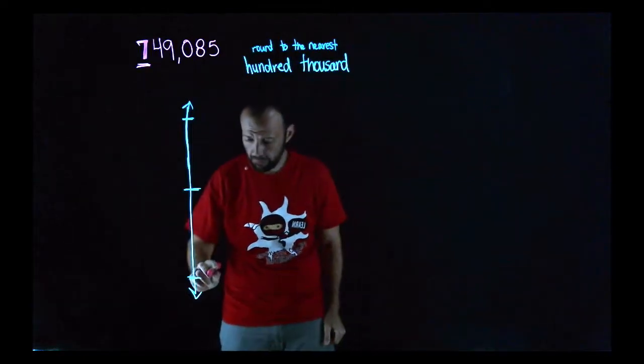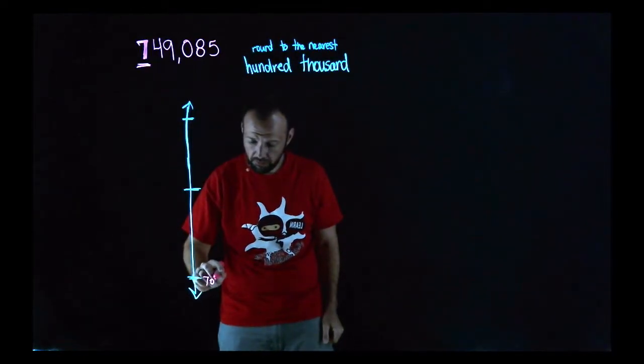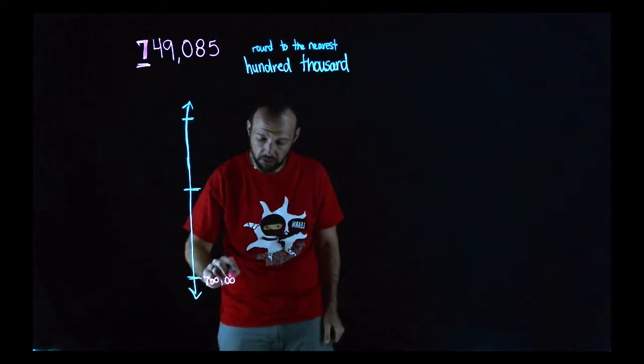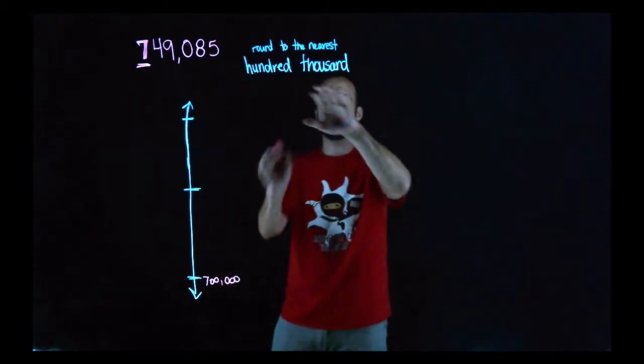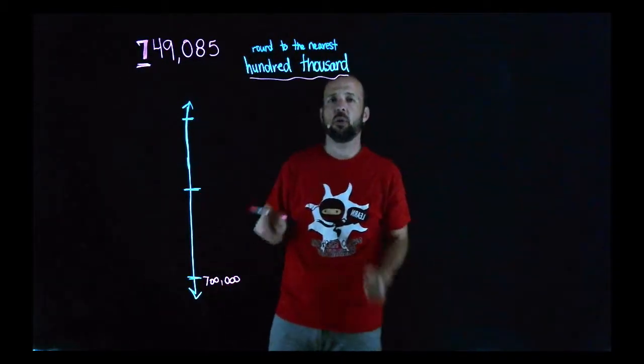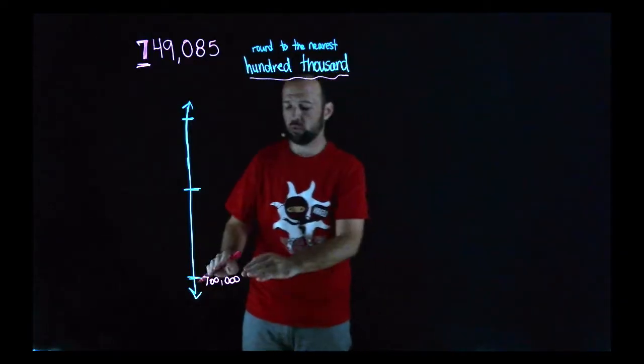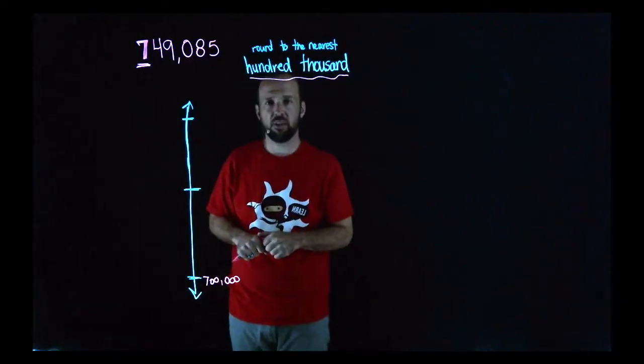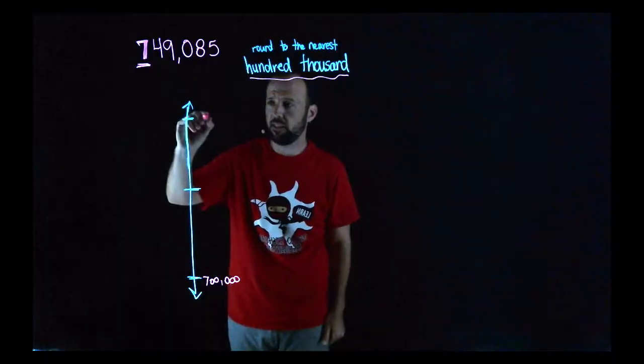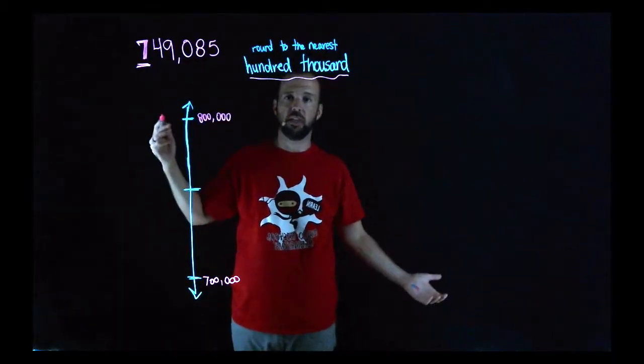Right, 7. So I'm going to say 700,000s. Perfect. And since we're rounding to the 100,000s place, we're going to count by 100,000. So what is 100,000 more than 700,000? 800,000. Got it. Beautiful. You guys are good.